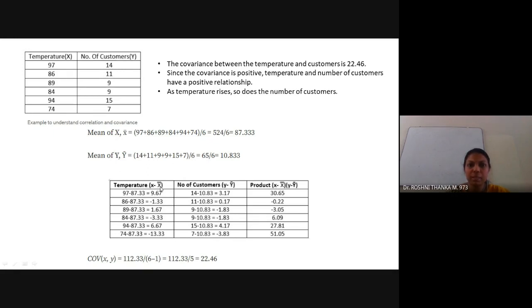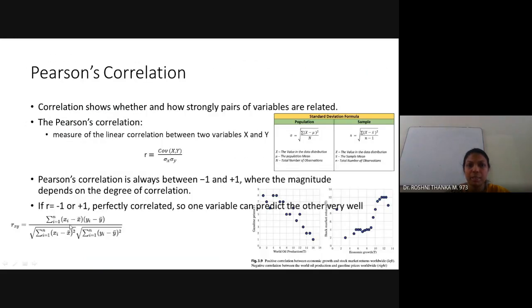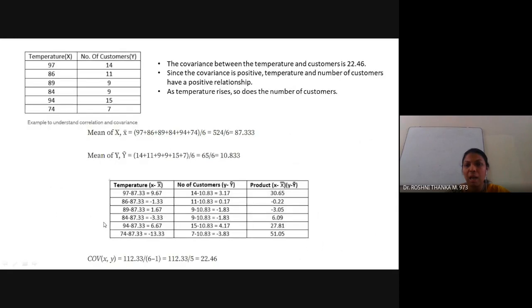97 minus the x bar value of 87.33, and we found it. For every value we found it, then multiplying them, we got this product, xi minus x bar into yi minus y bar. After finding this multiplication, according to the covariance formula we sum up all of these and divide by n. Here we have taken the sample, so it is 6 minus 1, that is 5, and we get 22.46. So this is the covariance value.